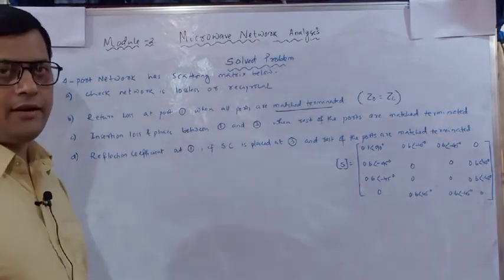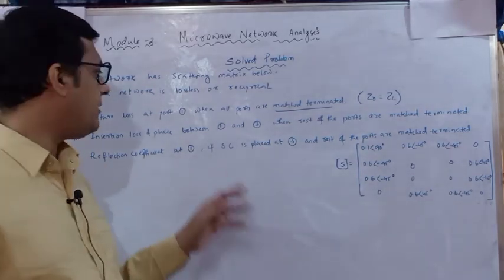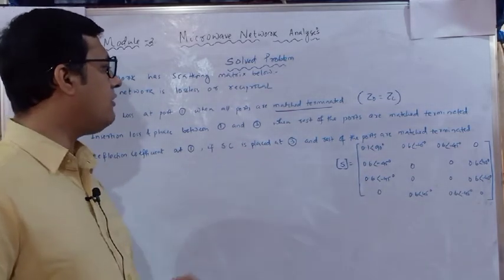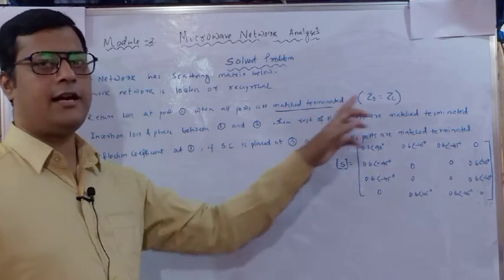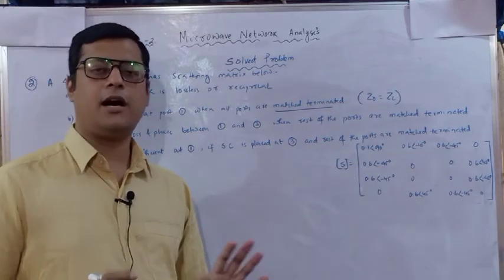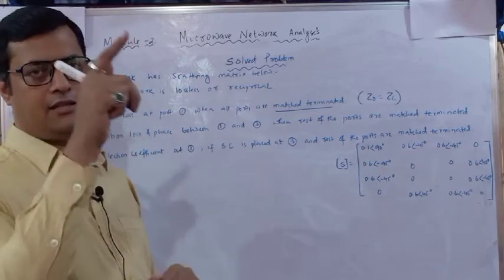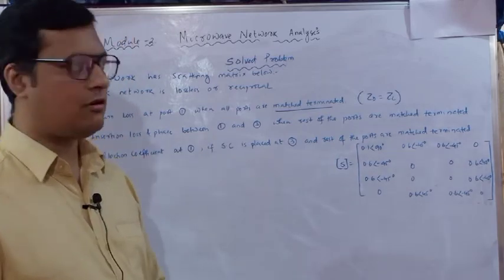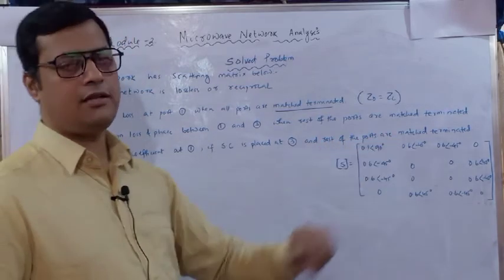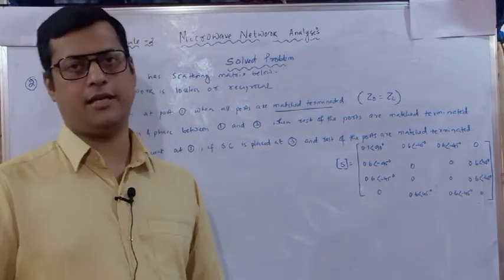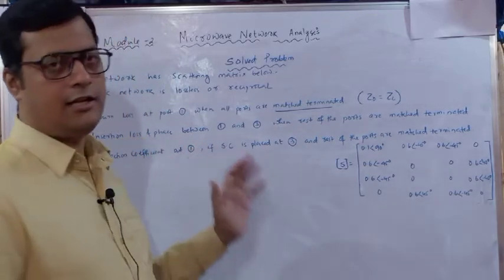We have to identify the reflection coefficient at port 1 if a short circuit is placed at port 3 and the rest of the ports are match terminated. Short circuited at port 3 means ZL is equal to 0, a short-circuited line, and for the rest it is a matched termination. So how are we proceeding? Let's see.